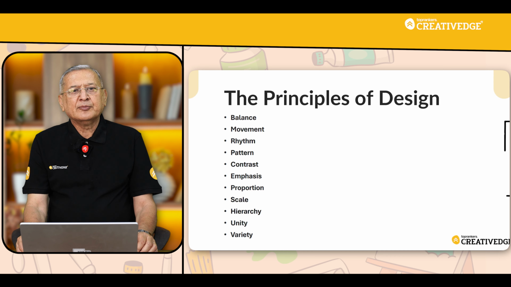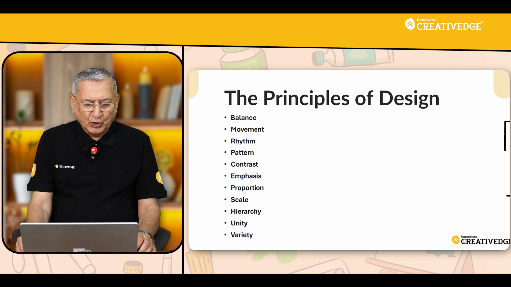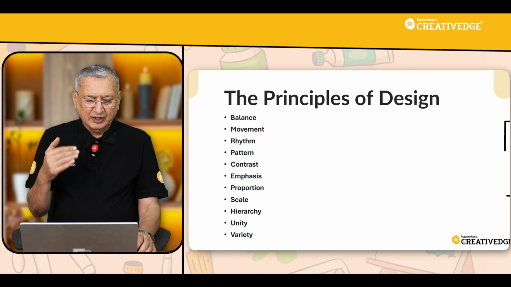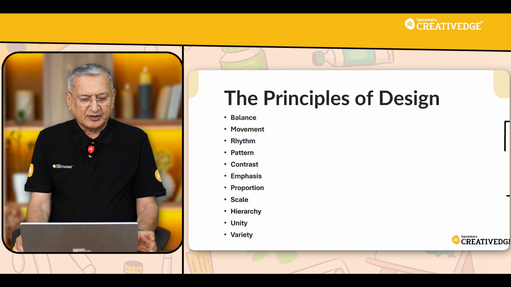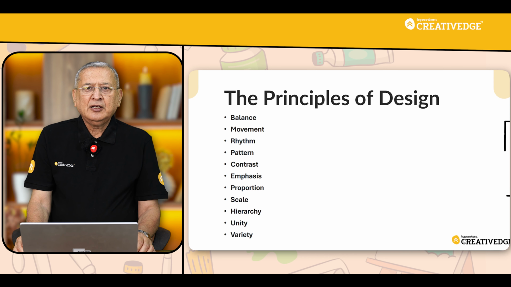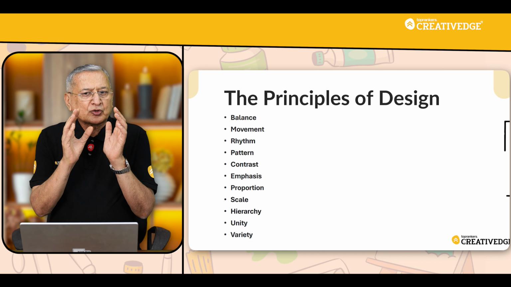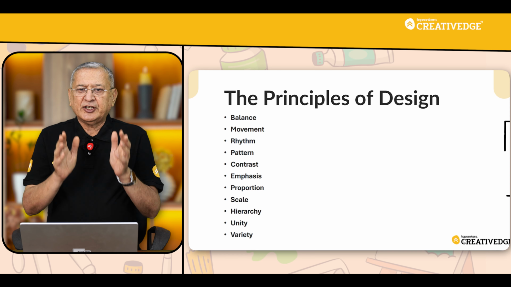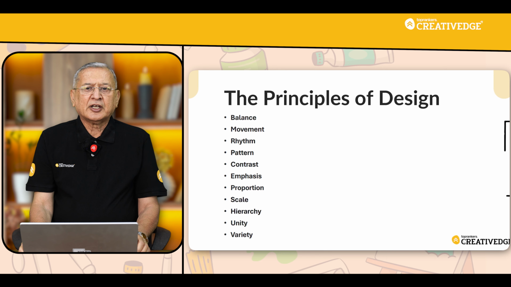Like you have already heard me saying: balance, movement, rhythm, pattern, contrast, emphasis, proportion, scale, hierarchy, unity and variety. Out of these 11 principles of design, I would be explaining just 3 or 4 of them, and you will come to know how to solve a question of arranging three-dimensional objects, particularly geometrical objects, by referring to the principles of design. So let us look into it.